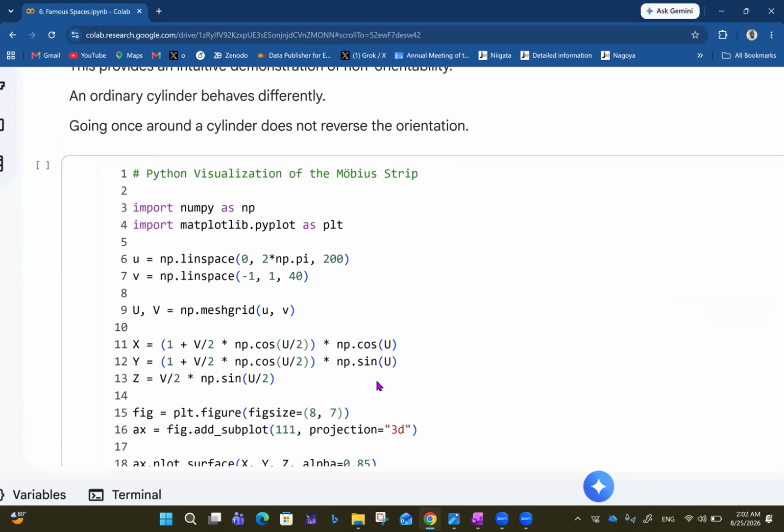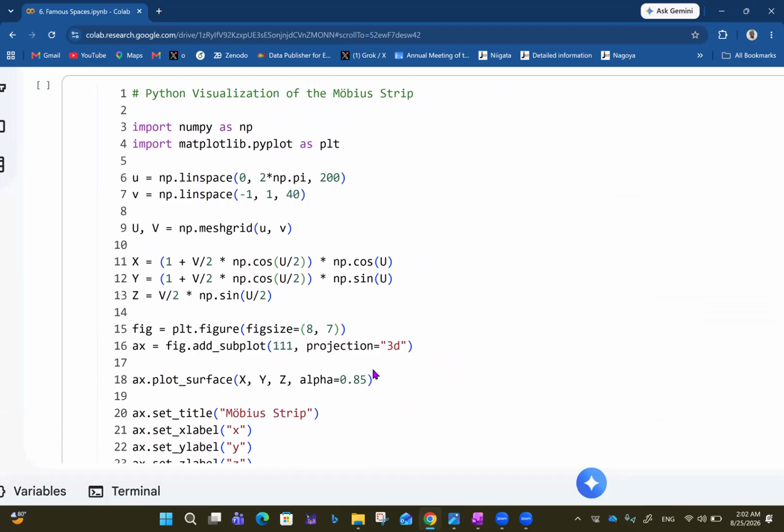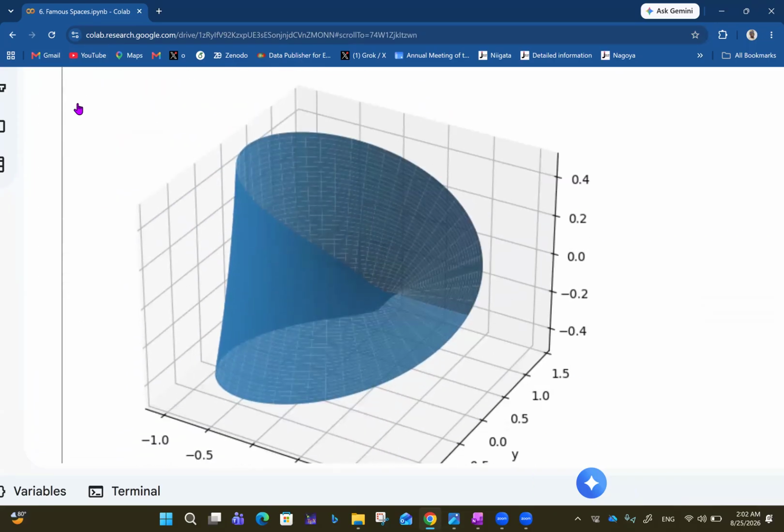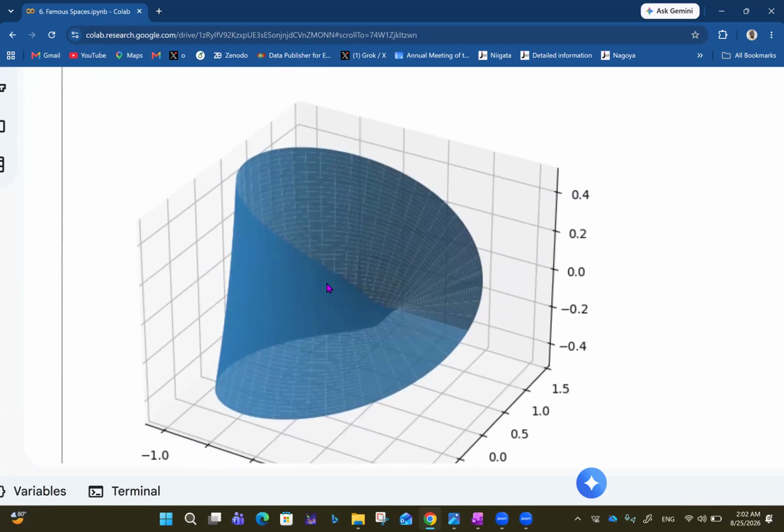So we have the Python visualization of the Mobius strip using all the formulas we have up there. We have all of that here. And when you run that, you have the Mobius strip like this. It doesn't really do much justice to it, but something like this.